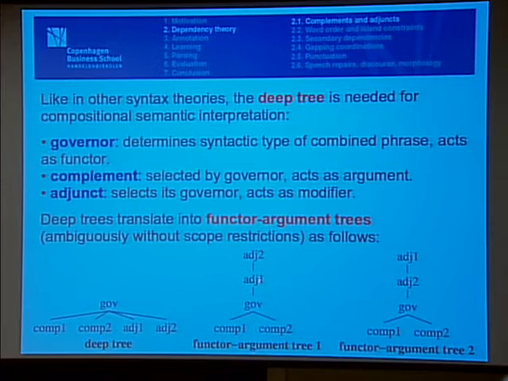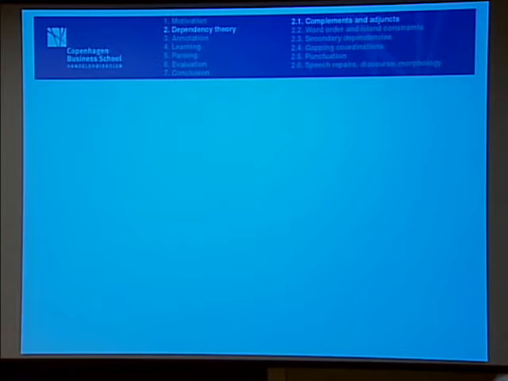Since we didn't specify the scope, we could do it either by applying adjunct number one first and then adjunct number two, or the other way around. So by making scope restrictions, you can limit the possible functor argument trees you can construct. So that was a relation to semantics.